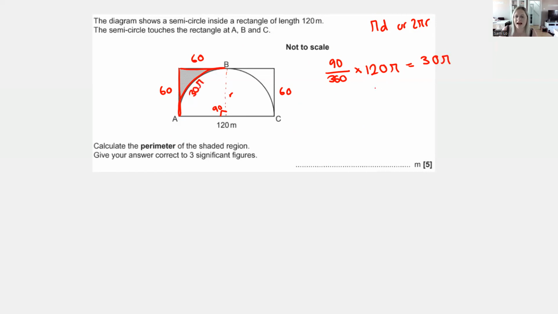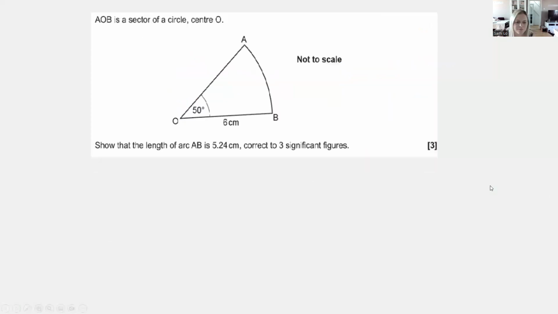So what we need to do now is add on that 120 with the 60s being added. So 30 pi plus 120. And that's going to give you 214.2 and then it carries on going. And because he wants it to 3 significant figures, our final answer is just 214, because when we rounded up the 2, it goes down. Ooh, there we go. Next question.